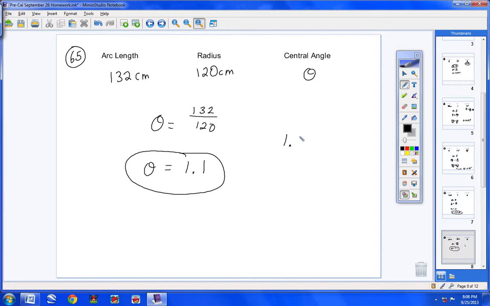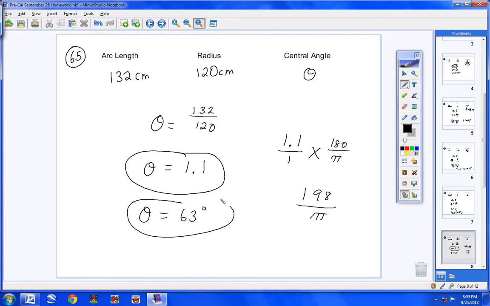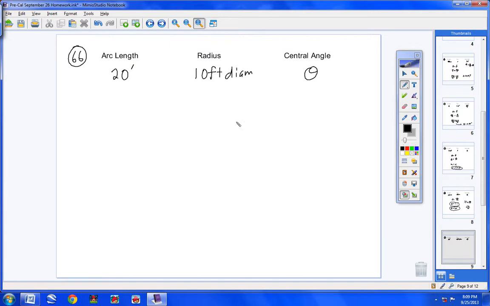So remember, anytime you have radians, you take it, put it over 1, you multiply it by 180 over pi. So 1.1 times 180 would give you 198, and 1 times pi would give you pi. So with your calculator, type in 198 divided by pi, and you will get 63.02. It's said to round to the nearest degree, so I'm just going to put 63 degrees. And there we go. There's your answer in radians. There it is in degrees. Number 66. We're looking for theta.